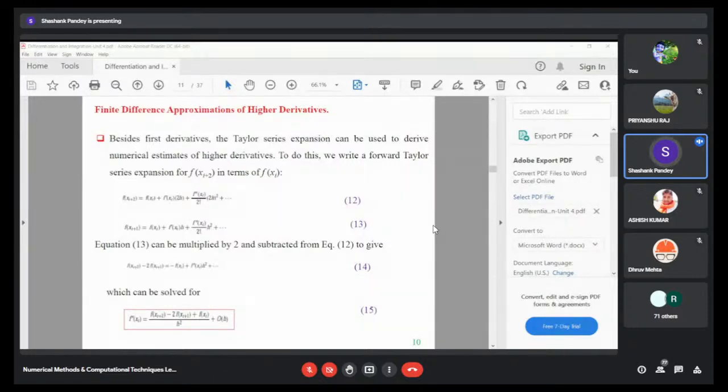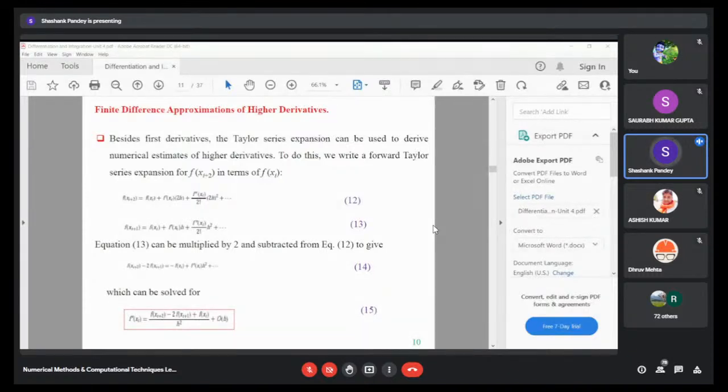Numerical differentiation and integration. Please open slide number 10. You can also see it from here. And in case you want to refer to the previous slide or next slide, then you may open your notes also.